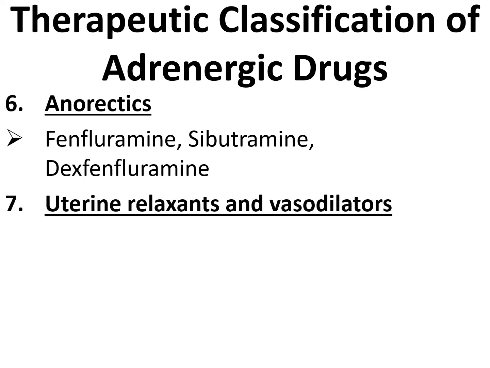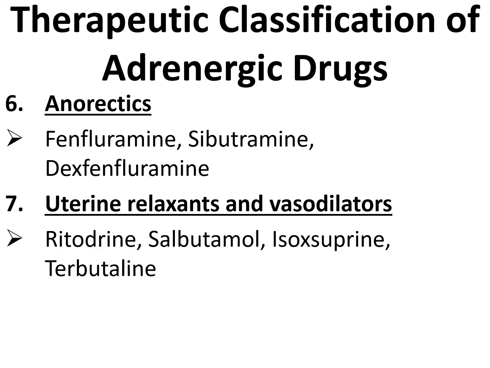Risk benefit ratio. Uterine relaxants and vasodilators. So these are basically beta 2 agonists. Okay, ritodrine is a specific drug for the uterus. Isoxsuprine is also used as a uterine relaxant, may be used in premature labor, threatened abortion, etc. Terbutaline and salbutamol are non-specific. When I say non-specific, it is not very specific to the uterus. It can also act on other tissues.